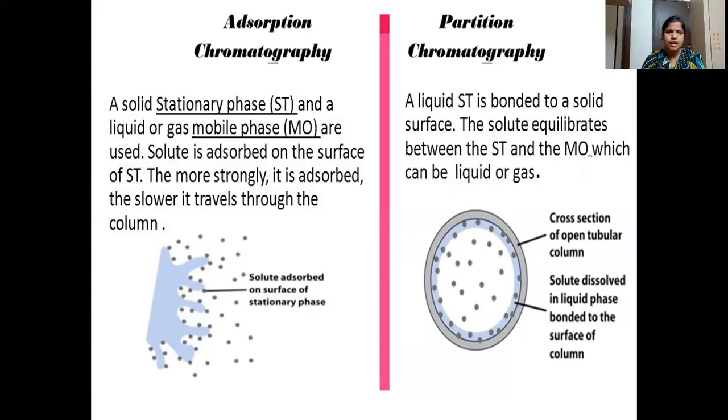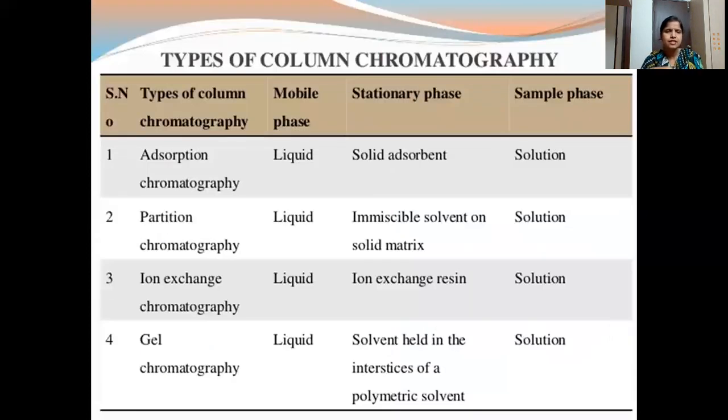So adsorption and partition chromatography. Now, as I said, these are different types of column chromatography. In all these cases, you can see the mobile phase is liquid. Then what about the stationary phase? The stationary phase is different. As I said, in adsorption, it is solid. In partition, it is immiscible solvent, which is present on a solid matrix. So we need that support. Otherwise, we cannot take that solvent as a stationary phase.